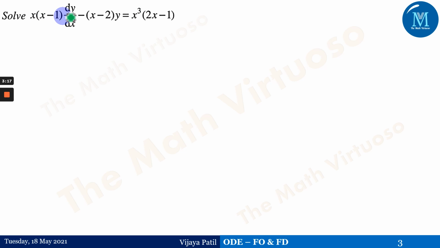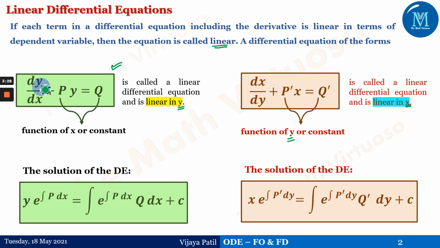Now it's x into x minus 1 dy upon dx minus x minus 2 into y is equal to x cube upon 2x minus 1. In this particular equation, if you observe the definition, dy upon dx will always have the coefficient 1. Similarly, in the other form we always have the dx upon dy coefficient as 1. So if we do not have this coefficient as 1, we have to make that coefficient equal to 1 every time to define this particular linear differential equation.